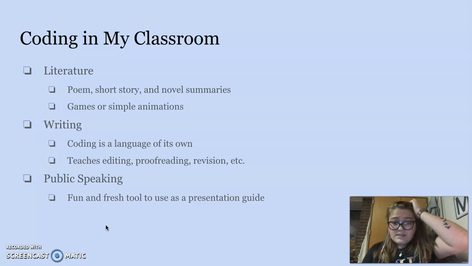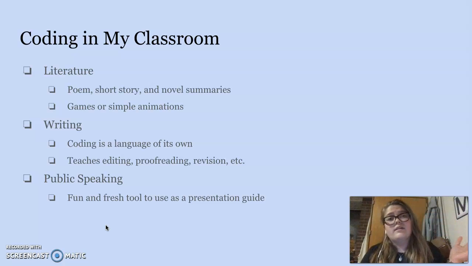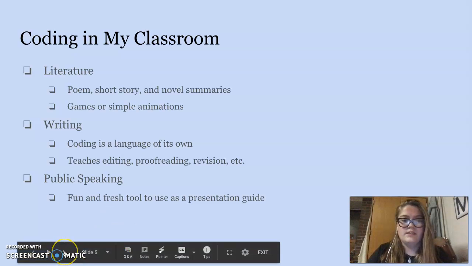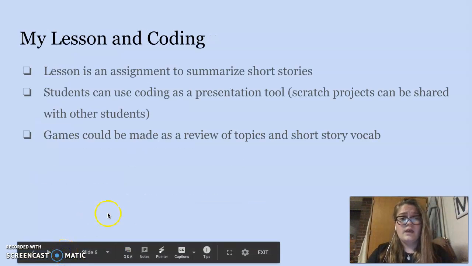Coding is a language all of its own, so in order to write a line of code, you have to have everything placed in the right place, just like when you write a sentence. And so learning to code teaches you how to edit, proofread, revise, just look at your own work and make sure that it's right. And public speaking is a lot similar to the literature component, where it's a presentation guide and you can just summarize, use summation points, and kind of quiz with games.